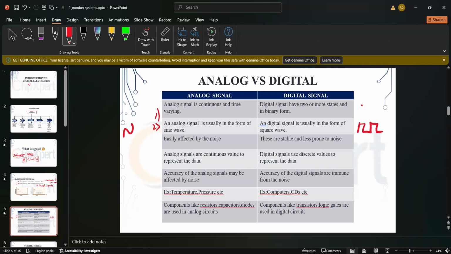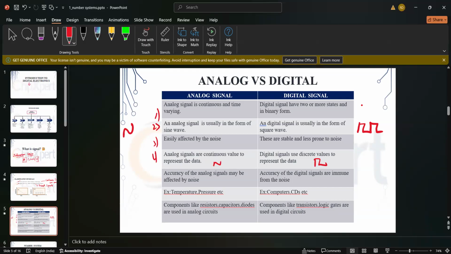The third difference is that analog signals are mostly affected by noise and digital signals are less affected by noise. The fourth is that analog signals use continuous values to represent data, while digital signals use discrete values, that is, discrete zeros and ones. The accuracy of analog signals may be affected by noise, while digital signals minimize the effect of noise. Analog signals are mostly affected by noise and in digital we can remove that.